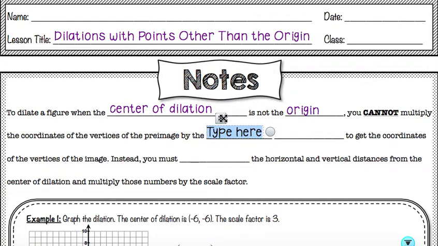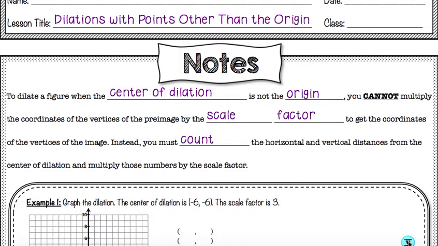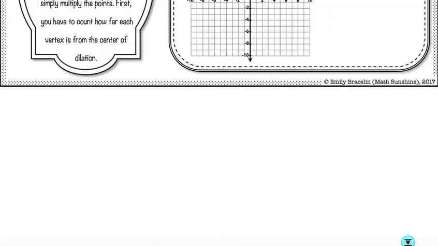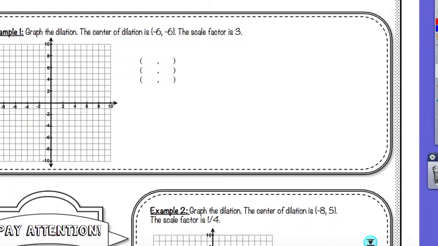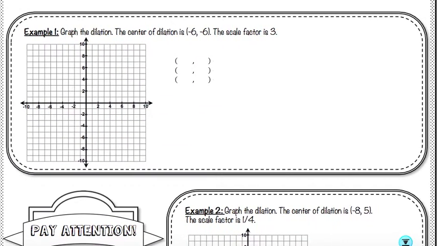So there was a trick for when the center was the origin. You could just multiply all the points. But when the center is not the origin, you cannot use the scale factor and just start multiplying. Instead, you're going to have to count the horizontal and vertical distances from the center of dilation and multiply those numbers by the scale factor. That sounds really complicated, but I promise it's not that bad. We are going to have to do a little bit of figuring out. Okay?